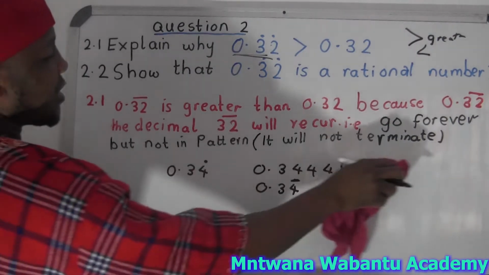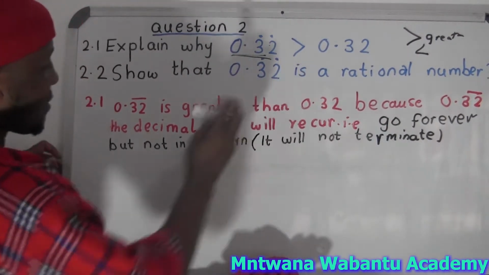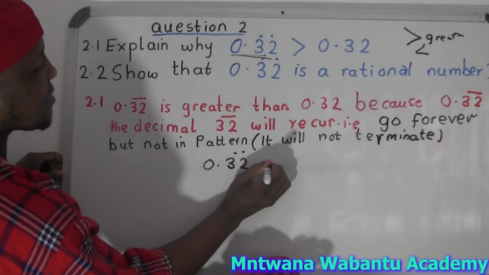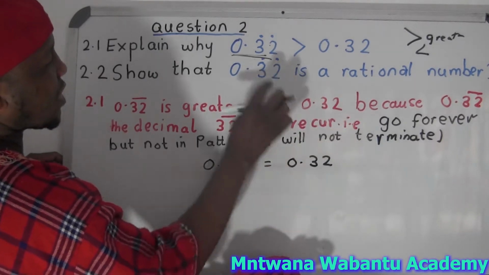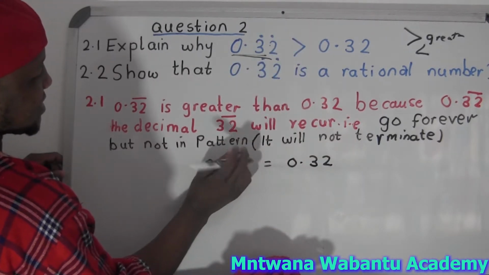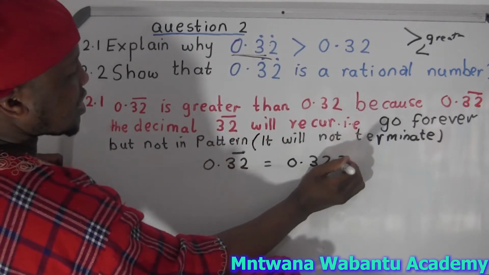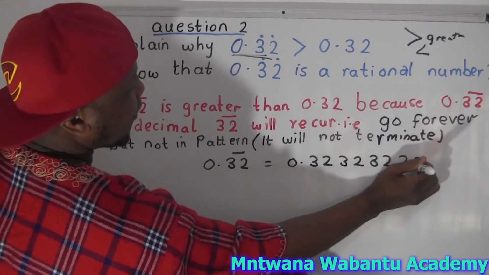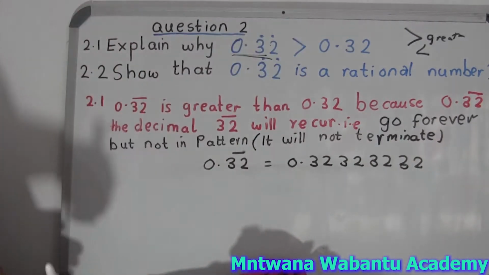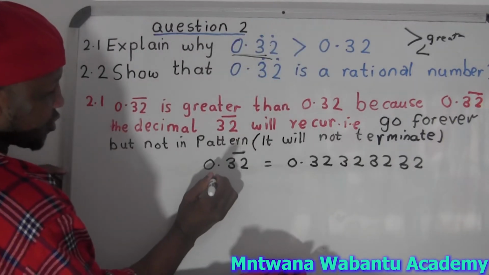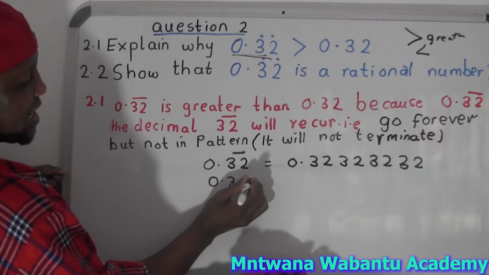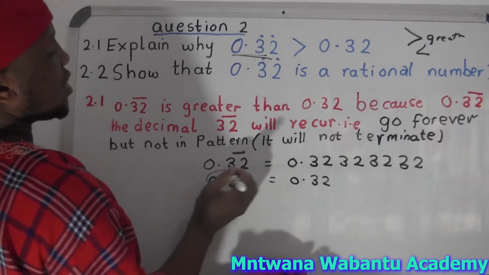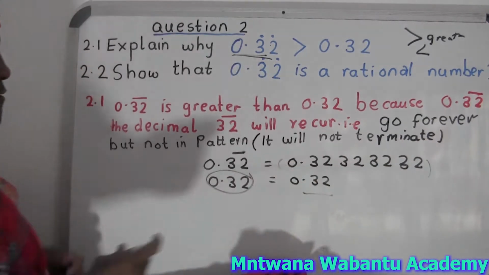Okay, now let's take the actual number which they gave us in their equation. The actual number is 0.32 repeating. What does that mean? This and that are the same thing. 32 is a repeating decimal, which means it's going to go forever, because 3 and 2 repeat. But for that one, it does not. 0.32 just terminates right there. So we can see this is bigger than that.